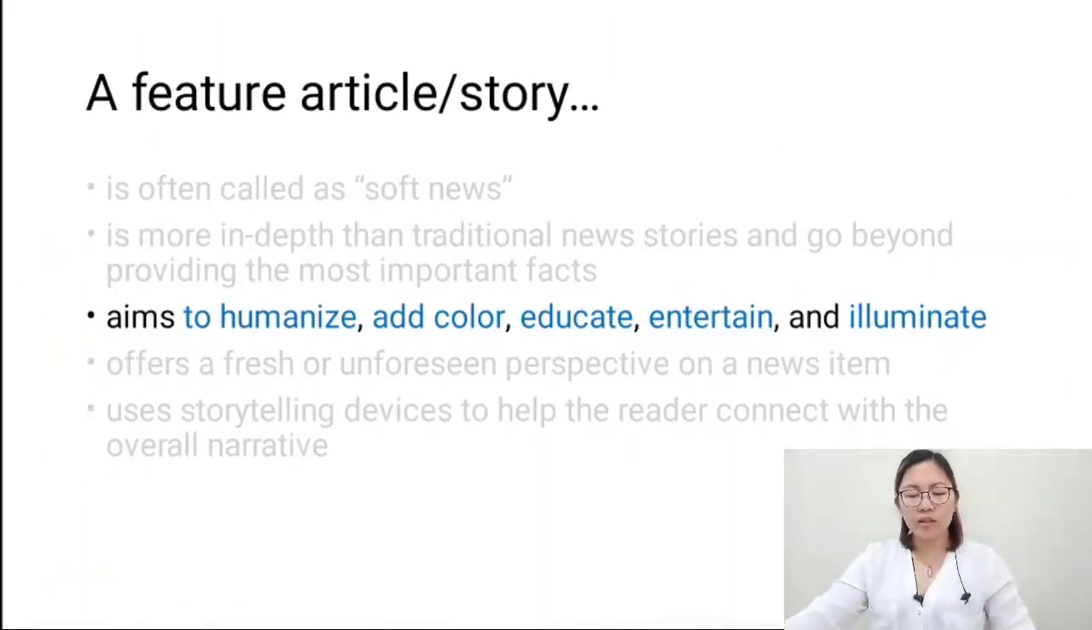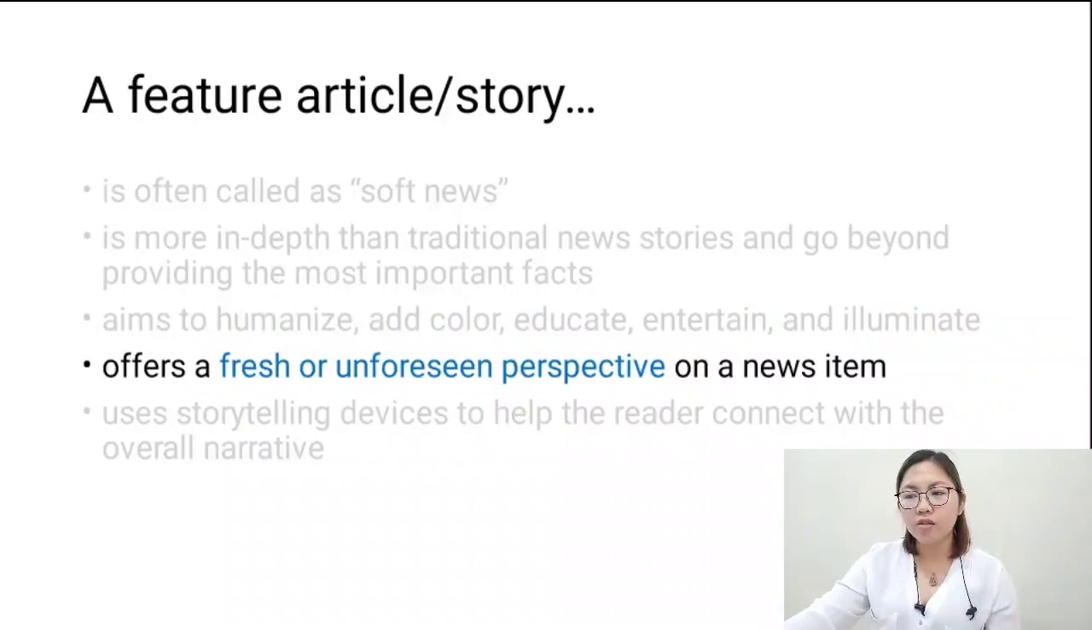Now, a feature article serves many purposes more than to inform. It aims to humanize an experience, to add color to a bland topic, to educate its audience, to entertain or to add humor to a serious topic, and to illuminate or shed light on issues.